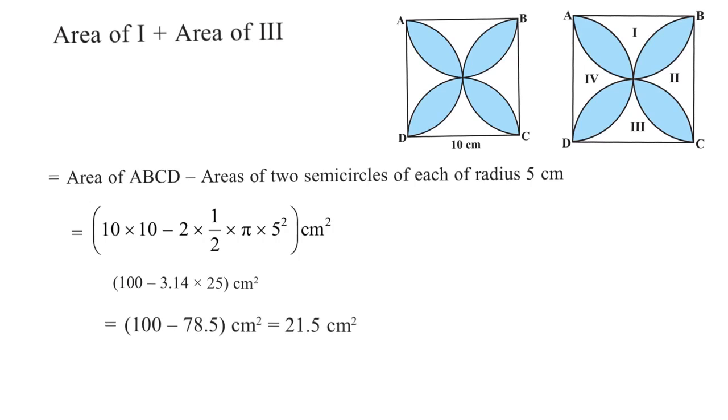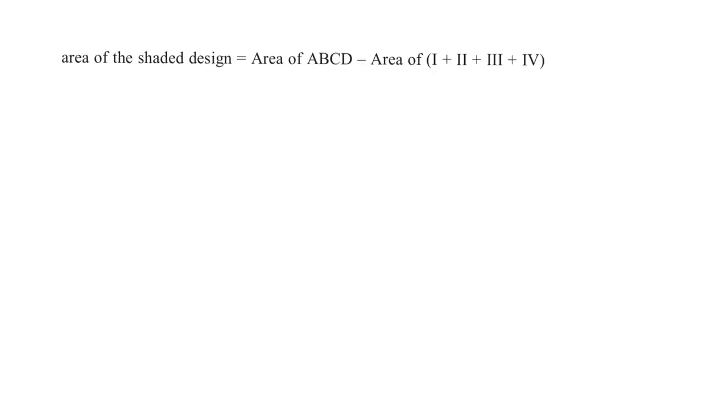So, the area of 2 and 4 will also be 21.5 centimeters. Now, we can easily find the area of the shaded region, which is going to be the area of the square ABCD minus the areas of 1, 2, 3 and 4. And let's see how much is that going to be.